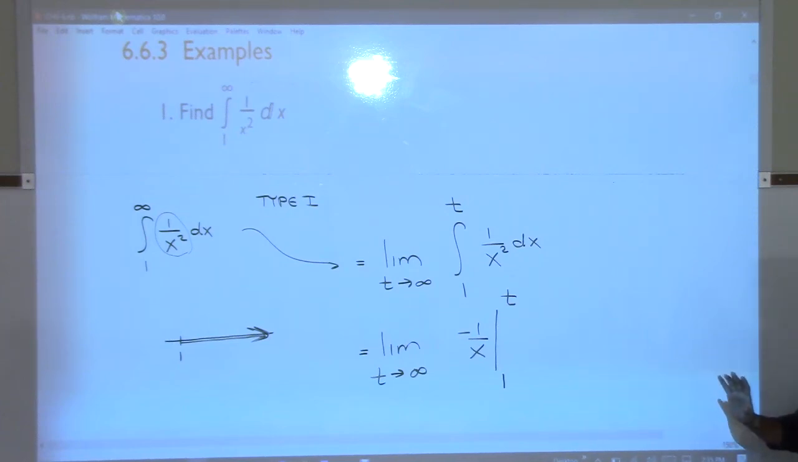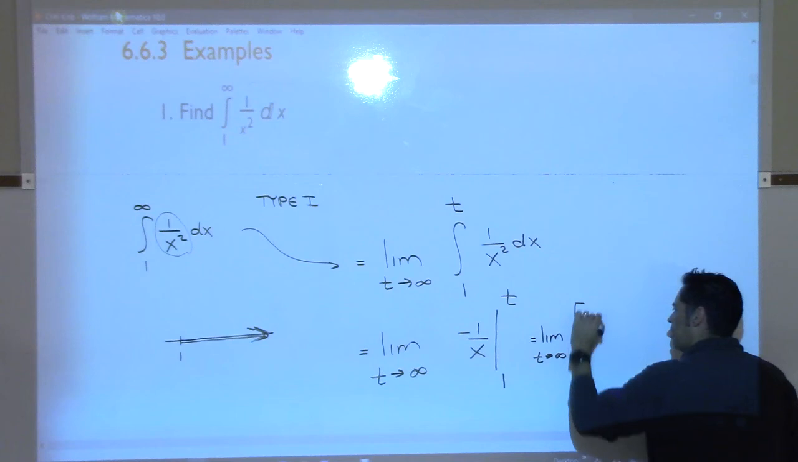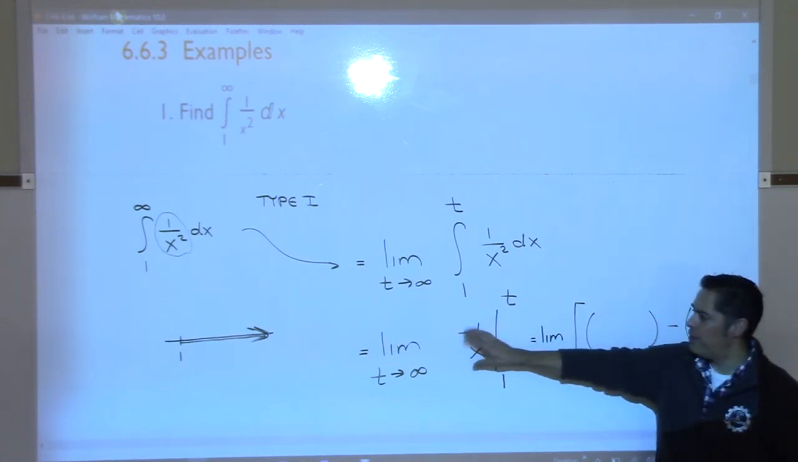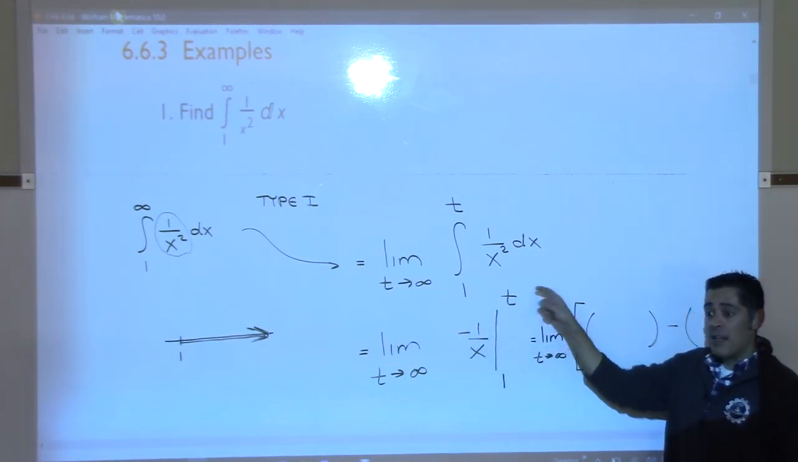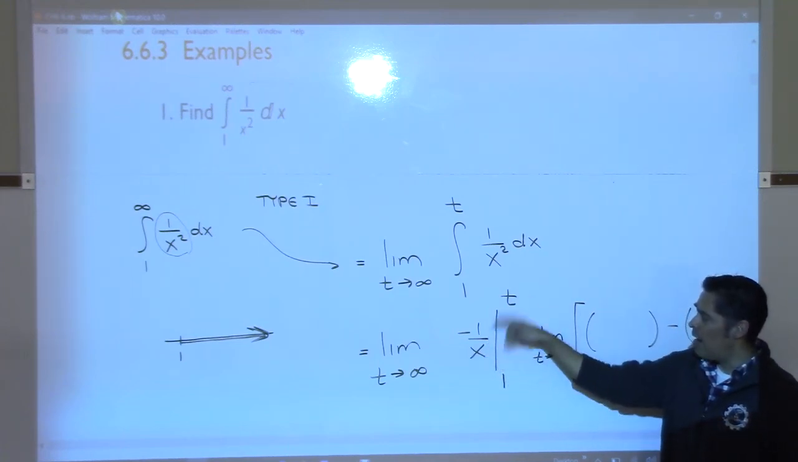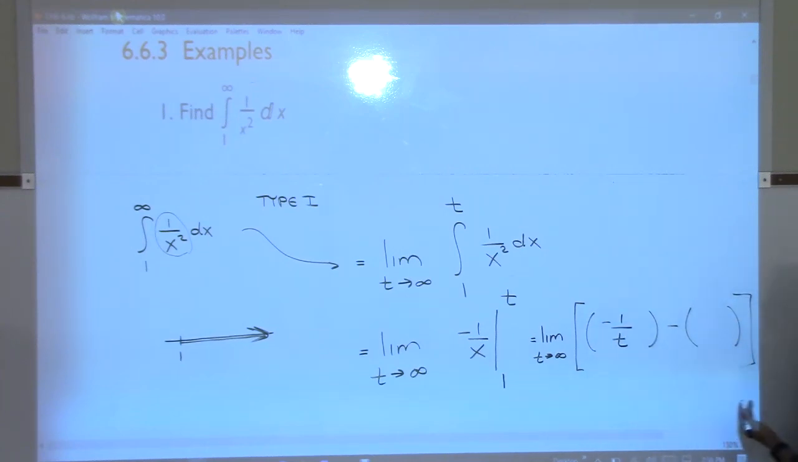Still not going to do the limit yet. I'm going to write the limit down again. t is going to go to infinity. And now I'm going to do a bracket here because I'm about to do 2 sets of parentheses. This is what I've been doing every time I've been using the fundamental theorem of calculus, right? I find the antiderivative, I put the evaluation bar, then I plug in t first, then 1, right? So t goes in for what? For x, right? So what does it become? Negative 1 over t, okay. And then I plug in 1, what do I get? Negative 1 over 1, which is just negative 1.